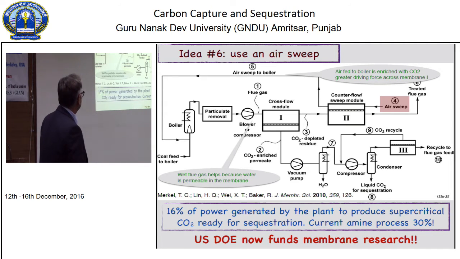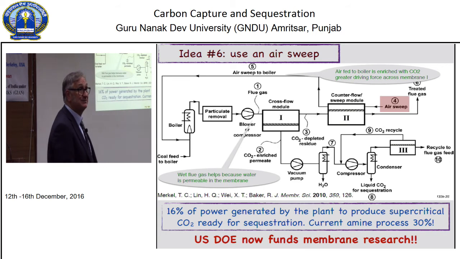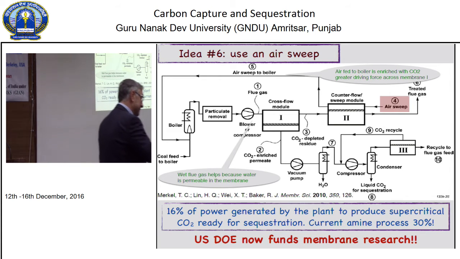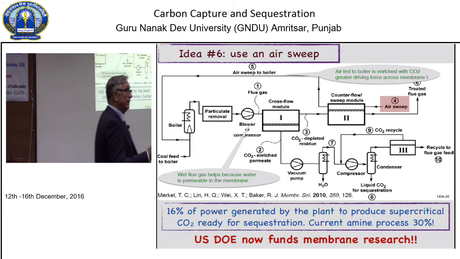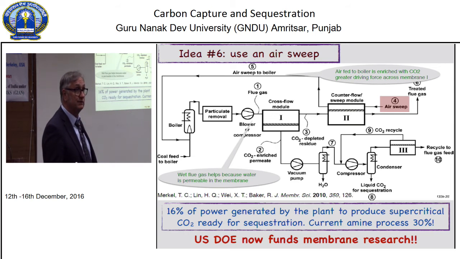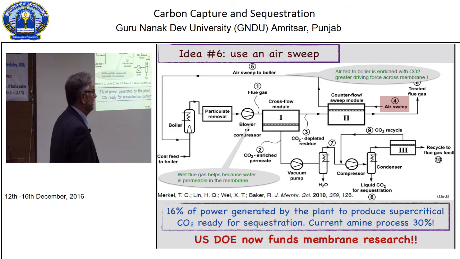Here's the answer. 16% of the power plant to produce CO2. Remember, we talked about 14% as the thermodynamic minimum, and the current amine processes are 30%. So if I were a betting man, and I was going to make a prediction as to which carbon capture technology is going to pay off in the long run, there's your answer, membranes. And that's why it's at pilot scale, and that's why the U.S. Department of Energy is focusing a great deal of their research efforts on pilot scale membrane science.